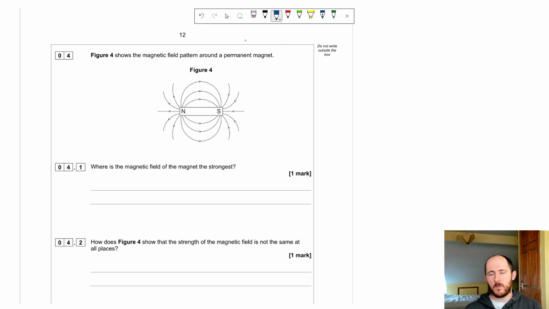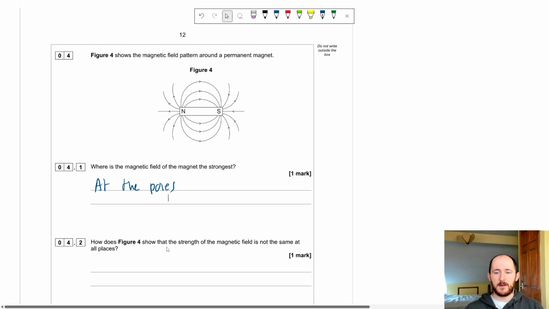Now, the reason why I won't just say the North Pole or the South Pole is because at both poles, they have kind of an equal field strength. So all you have to do is write at the poles. And again, that is entirely dependent on how close together the field lines are.